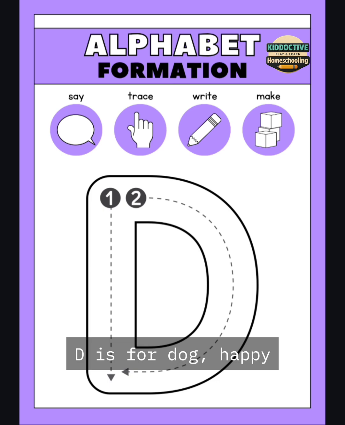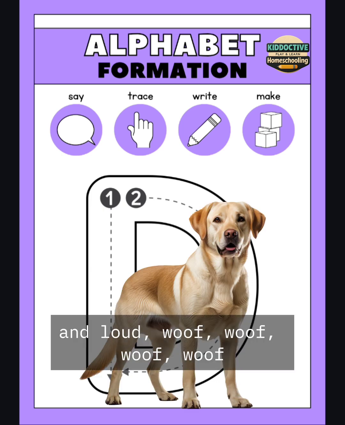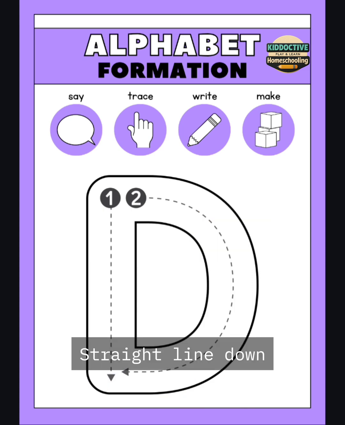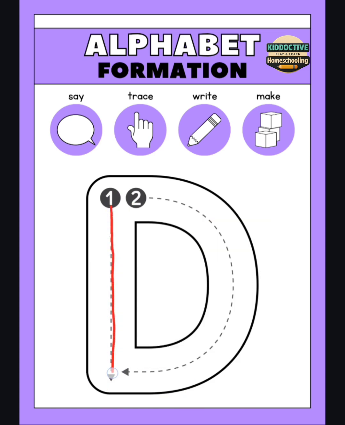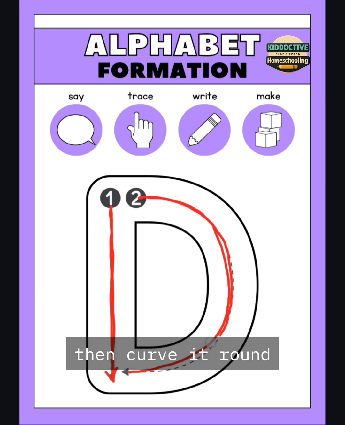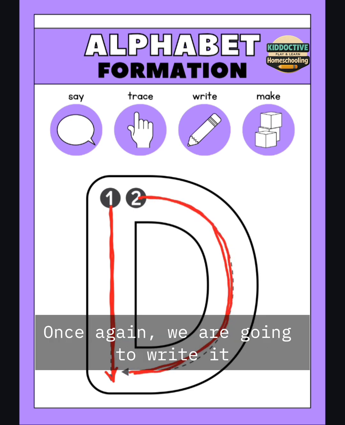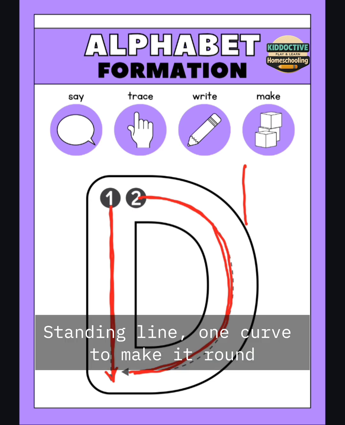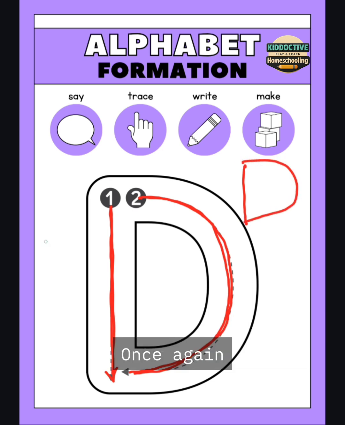D is for dog. Happy and loud. Woof, woof. Straight line down, then curve it round. Once again we are going to write it. Standing line, 1 curve, to make it round. Once again, standing line and a curve.